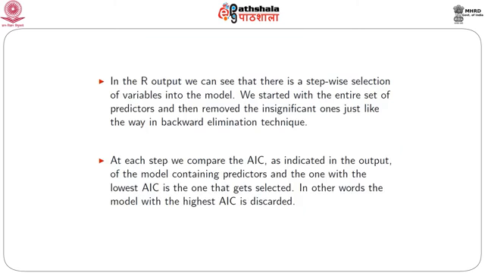In the R output, we can see that there is a stepwise selection of variables into the model. We started with the entire set of predictors and then removed the insignificant ones, just like in backward elimination theory. At each step, we compared the AIC, as indicated in the output, of the model containing predictors, and the one with the lowest AIC is the one that gets selected.